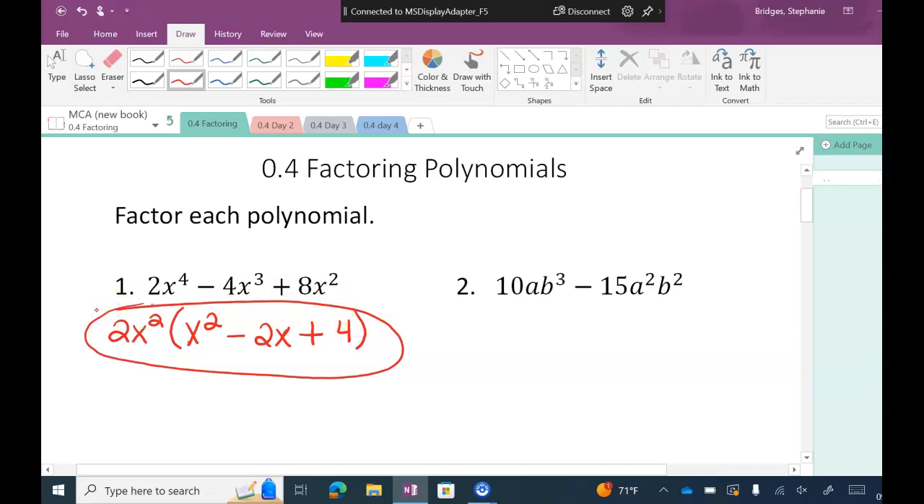Okay, that is factoring if you're able to pull out a GCF. Even if you can't break it down any further, we can still pull out what they have in common. Does that make a little bit of sense? Okay. All right, let's talk about number 2.